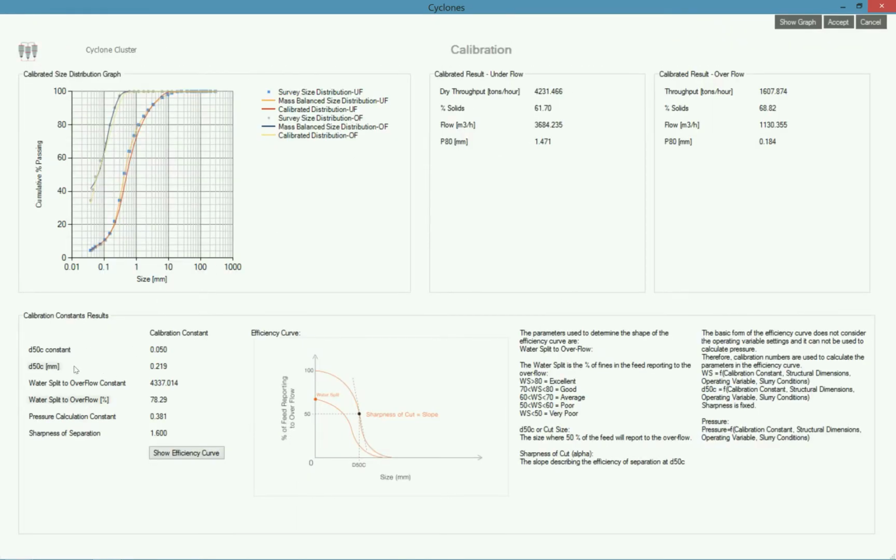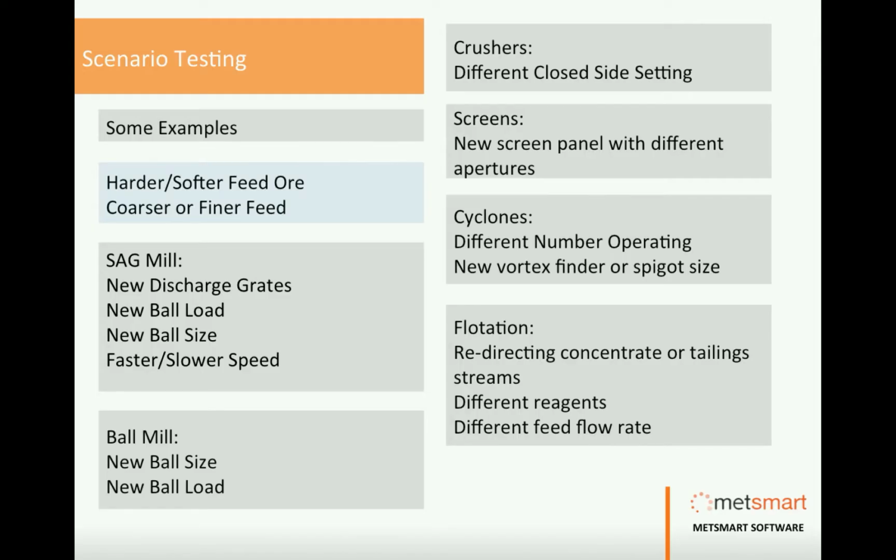And we have calculated our cut size as well. Every time there is a calibration constant result, it is accompanied with a full explanation of what those parameters mean. So while the user uses the software, they get a good understanding about the behavior of the equipment piece from a mathematical perspective.